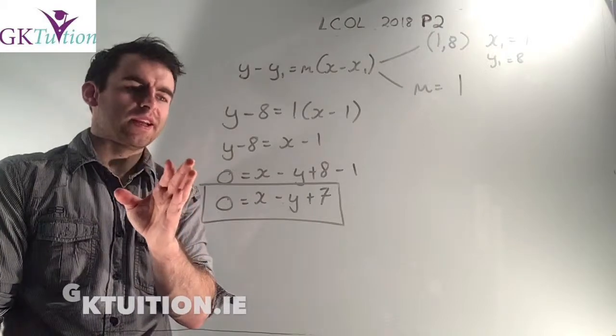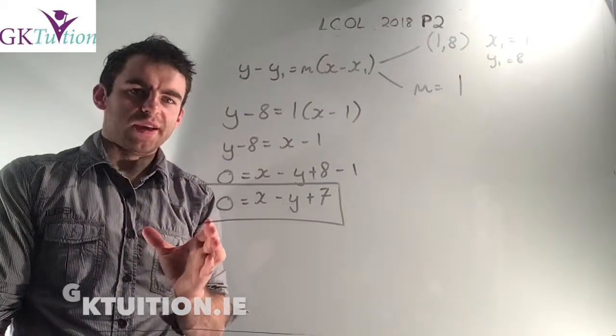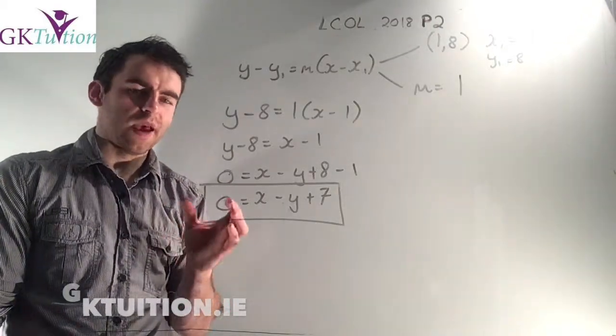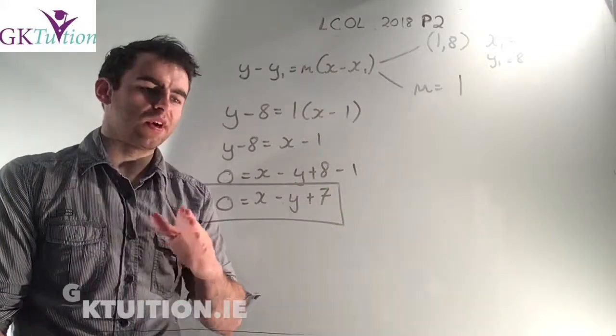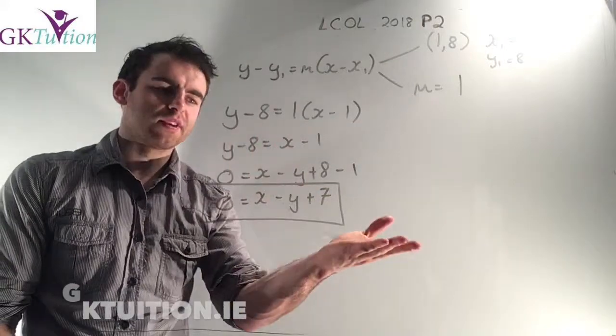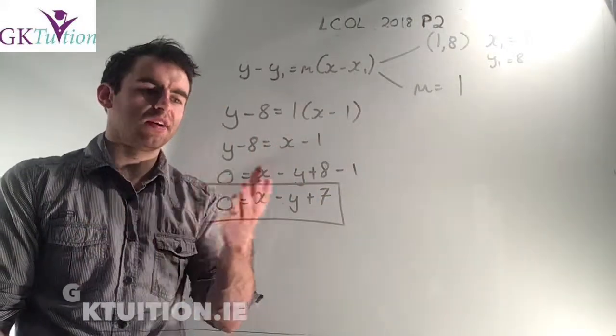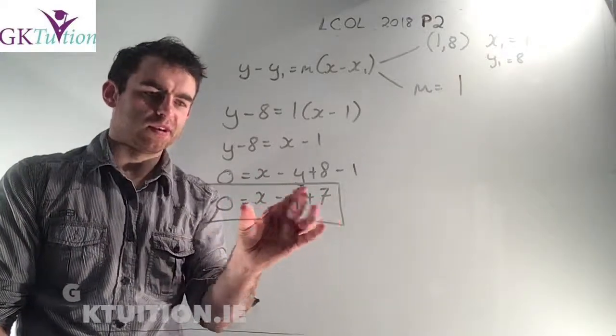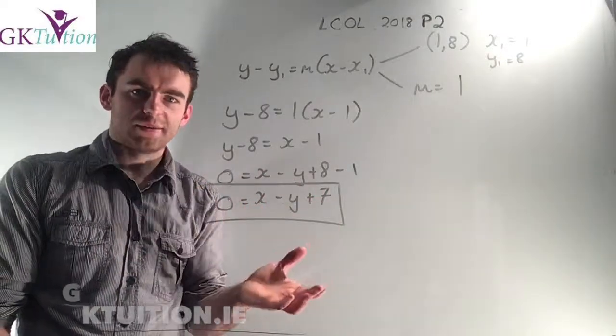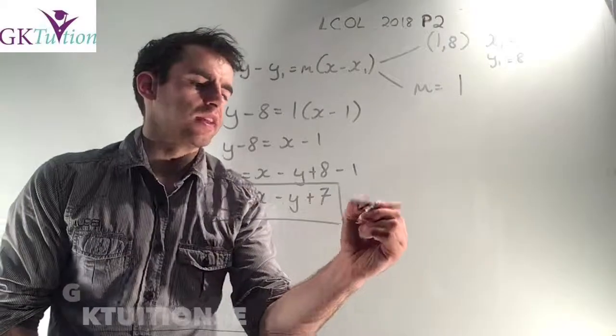You can just manipulate it down. The question asked you to leave your answer in the form ax plus by plus c equals 0, which means you bring everything to one side. It doesn't matter whether you bring everything to the right-hand side or everything to the left-hand side. If I had brought everything to the left-hand side, all of my signs would be the opposite of what I have. But either way, it's acceptable. So your final answer there is this.